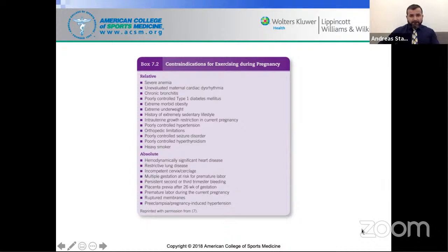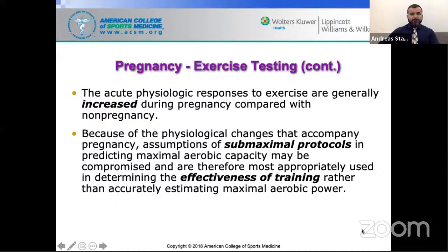Incompetent cervix, so the muscles are not strong enough there. Multiple gestation means more than one baby, right? 2, 3, whatever. Second, third trimester bleeding. Placenta previa is when the placenta is just pretty much in a way that closes the cervix. Premature labor, ruptured membranes, and preeclampsia, which we said, well, that's hypertension. Okay.